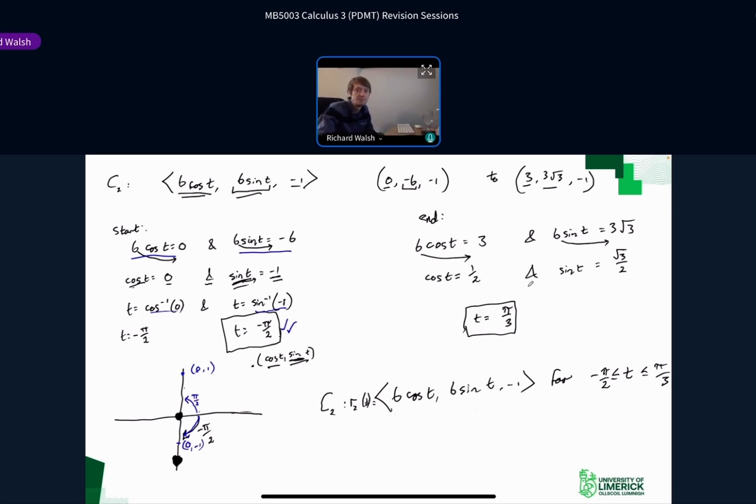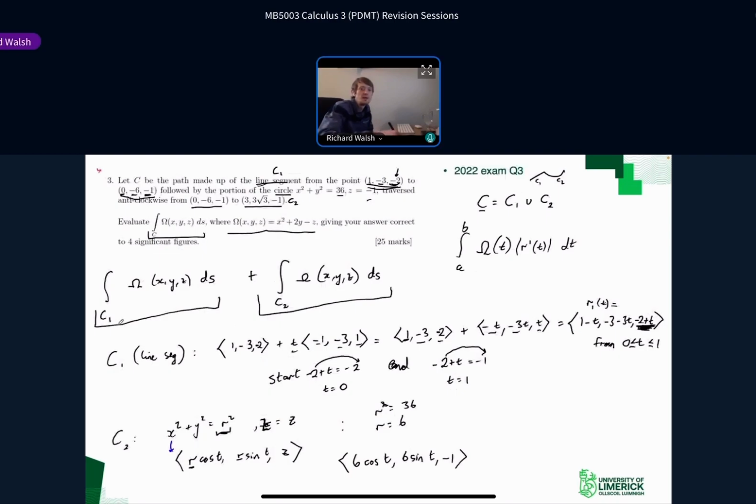The other one solved out fine because they were both positive. So t was between minus pi over 2 and plus pi over 3. So that's as far as we got with it yesterday. Now we need to work out the line integral. What I was saying yesterday was it'll be made up of the line integral on C1, which was our line segment, plus the line integral along the circle, which was the other one. So we'll do them both separately, and then we just add the two answers together.